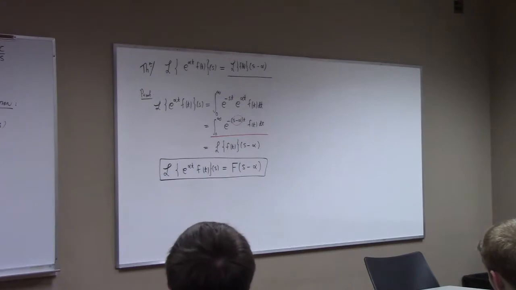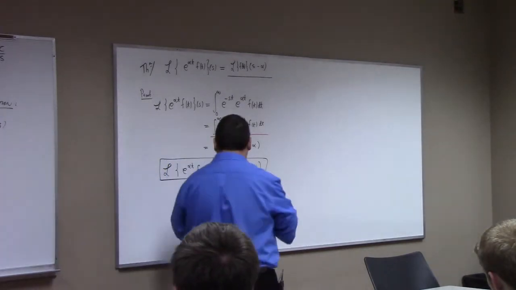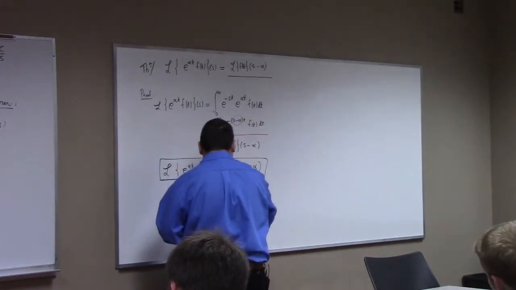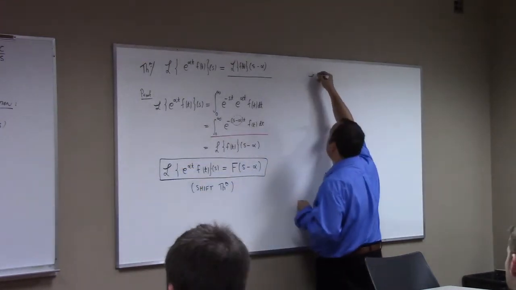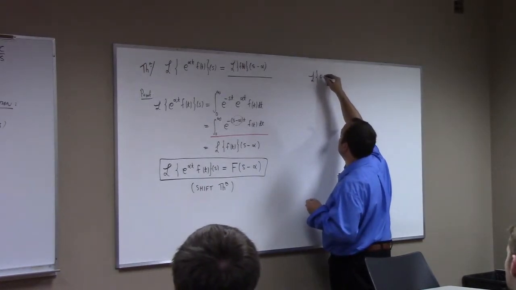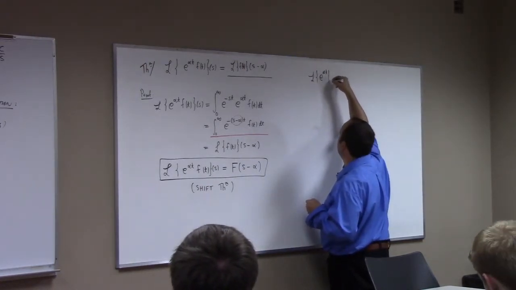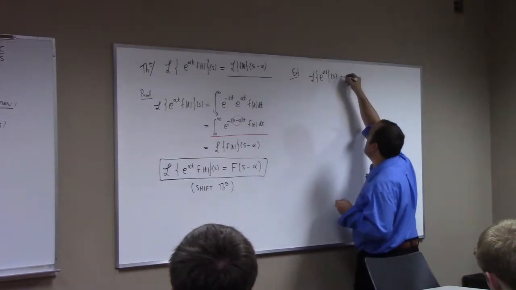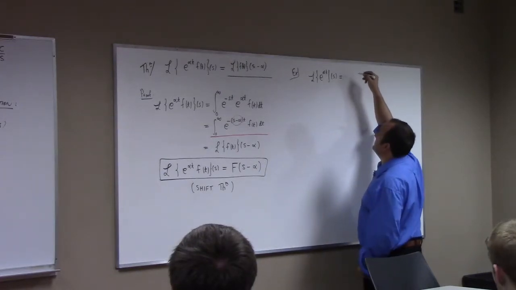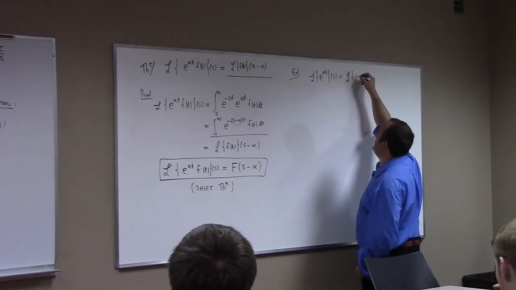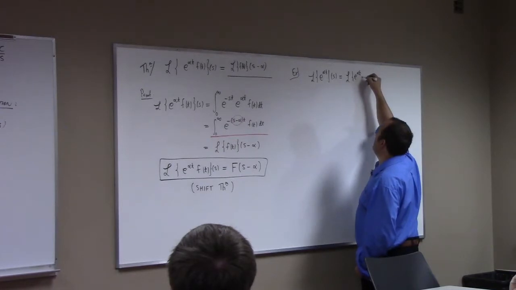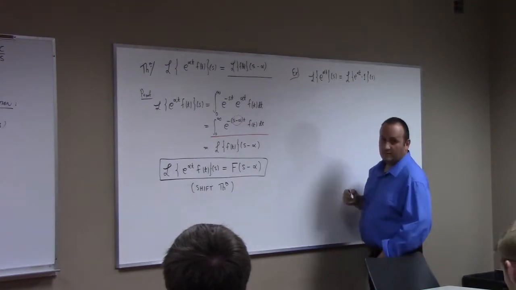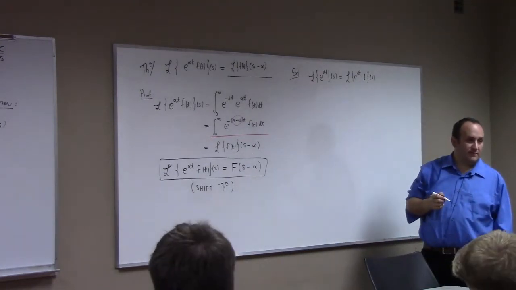So my question for you then is, all right, great, this is the shift theorem. What is the Laplace transform of the exponential? Well, that's the Laplace transform of what? e to the alpha t times what? Times 1, right? Use your imagination. You can see it's there. But, hey, we already know what the Laplace transform of 1 is. What is it?